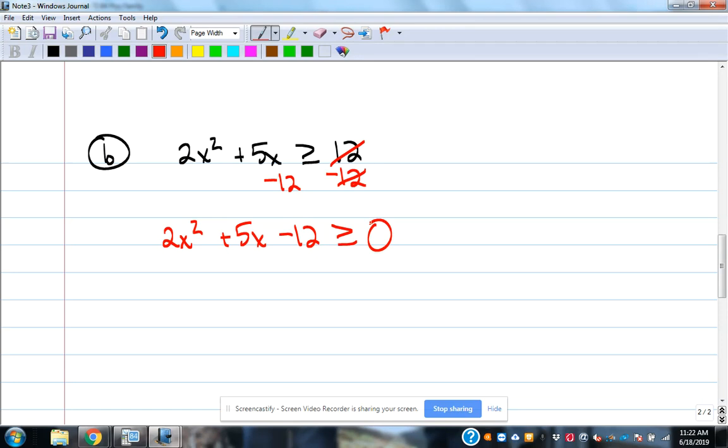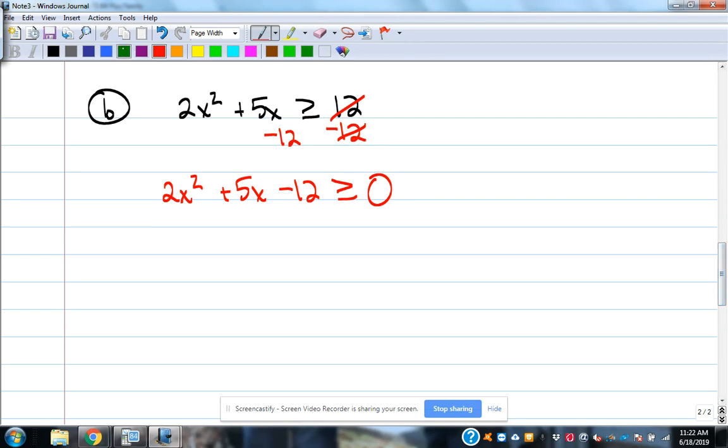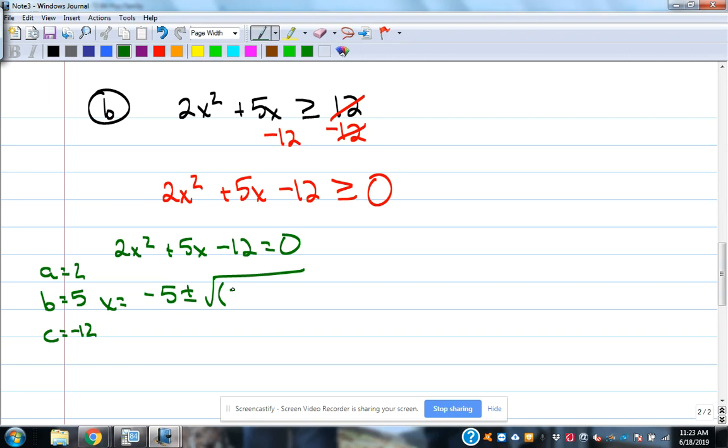Got it that way. The next thing we want to do is solve this like it were an equation. So 2x squared plus 5x minus 12 is equal to 0. And I'm going to do quadratic formula. A is 2, B is 5, C is negative 12. So negative 5 plus or minus the square root of 5 squared minus 4 times 2 times negative 12, divided by 2 times A.